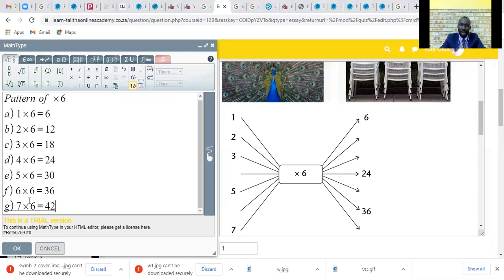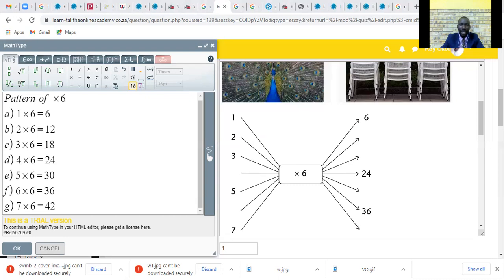And what is the rule? The rule is times 6. So now what are we talking about? We are talking about getting from one point to the other point through a process, through some rules. Now, in this chapter specifically, you will learn to recognize, to create, to describe, to extend, and to make generalizations about numeric and geometric patterns.